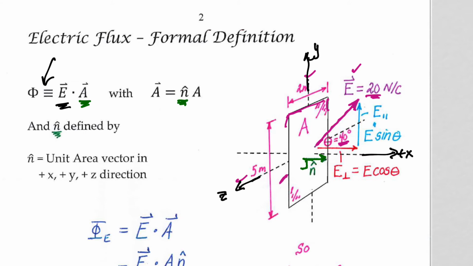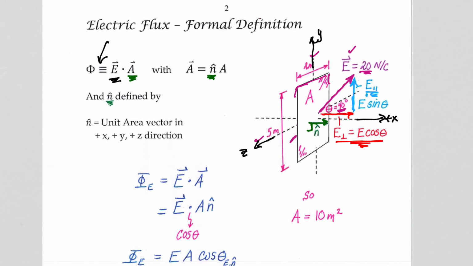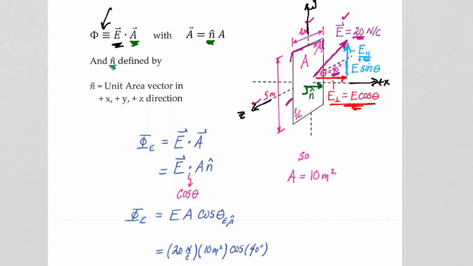Now, if you recall from our conceptual definition, what we're interested in is the electric field that goes perpendicular through the area, not the electric field that rides along or is parallel to the area. So E parallel does not contribute any flux, only E perpendicular. And this is where dot product comes to our mathematical rescue. We don't even have to think about it.